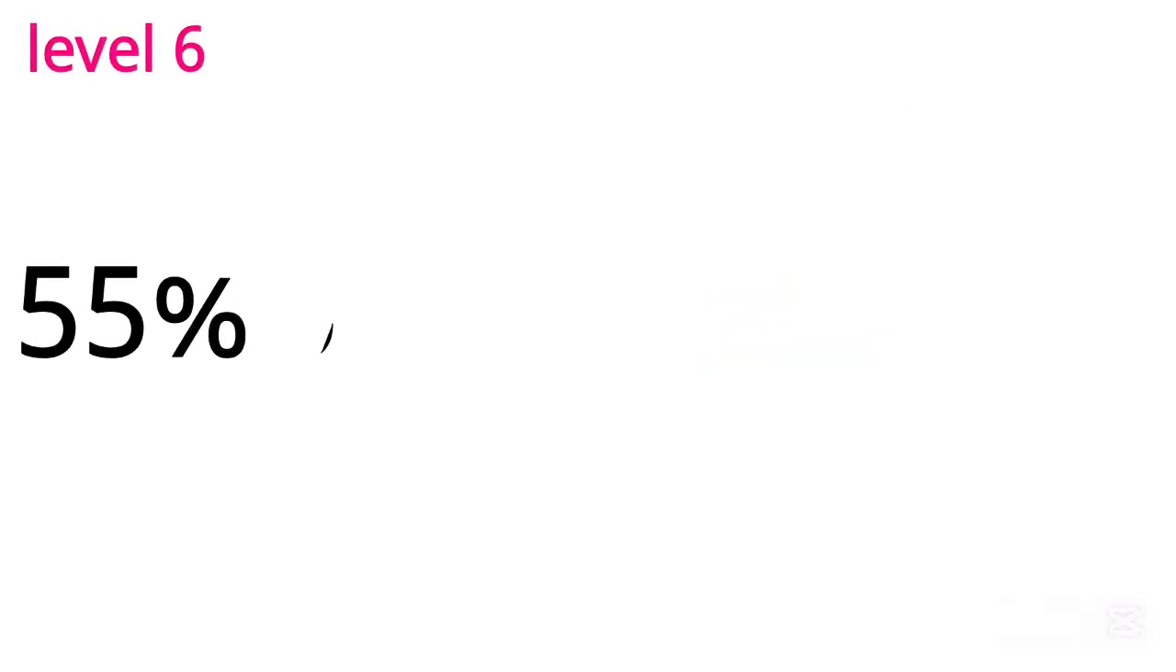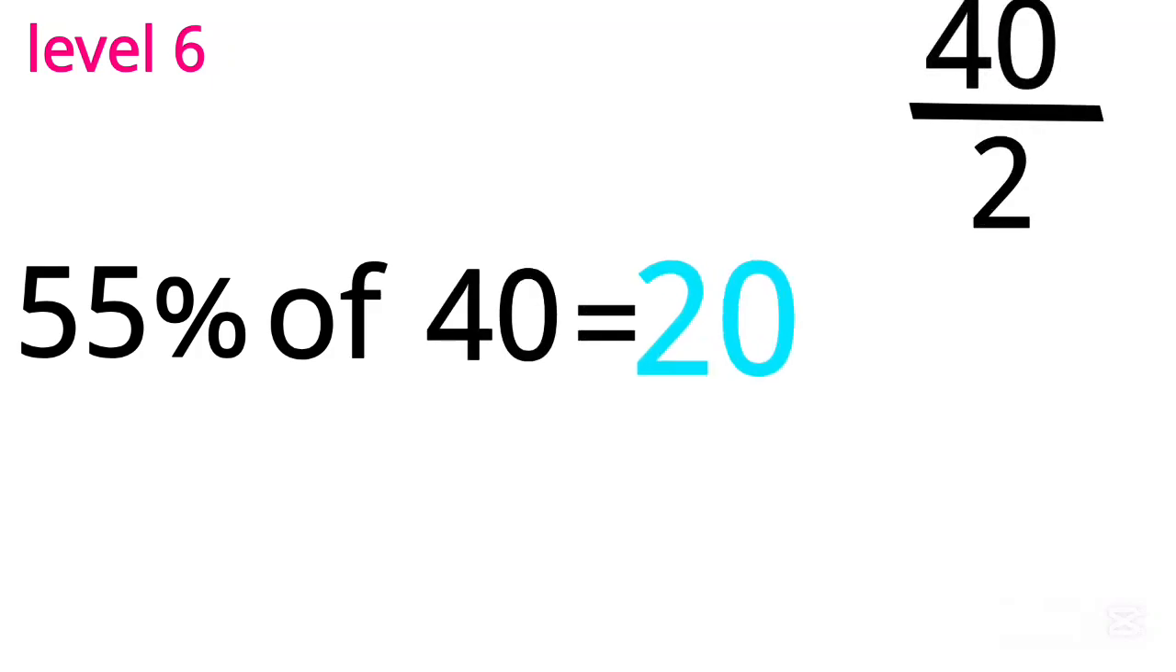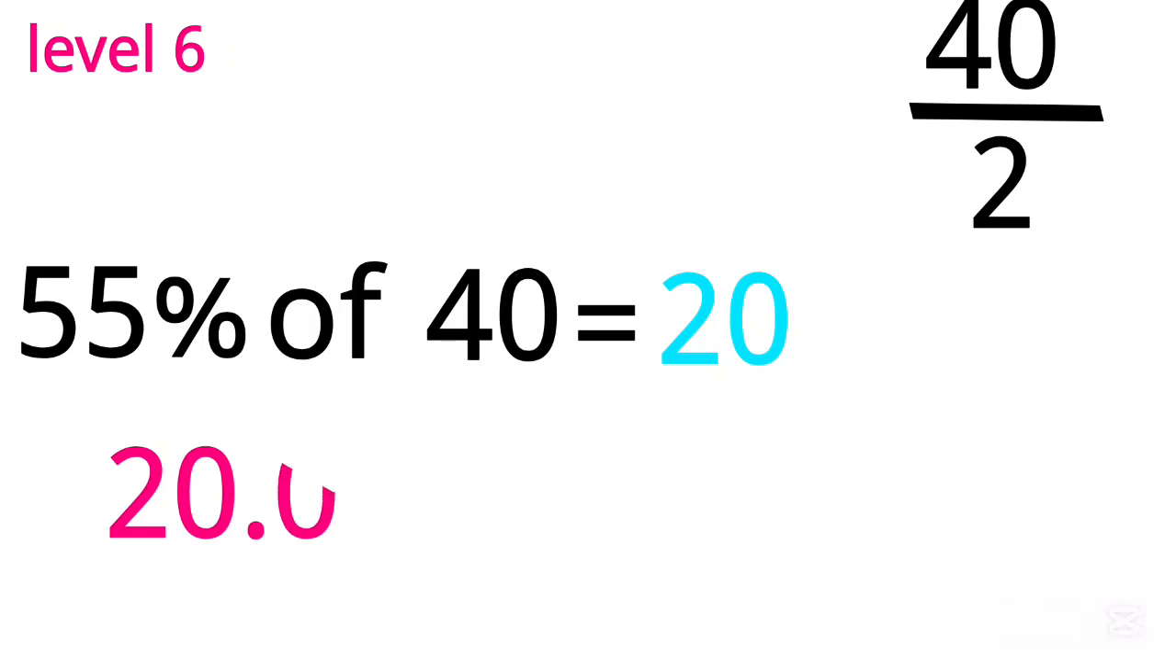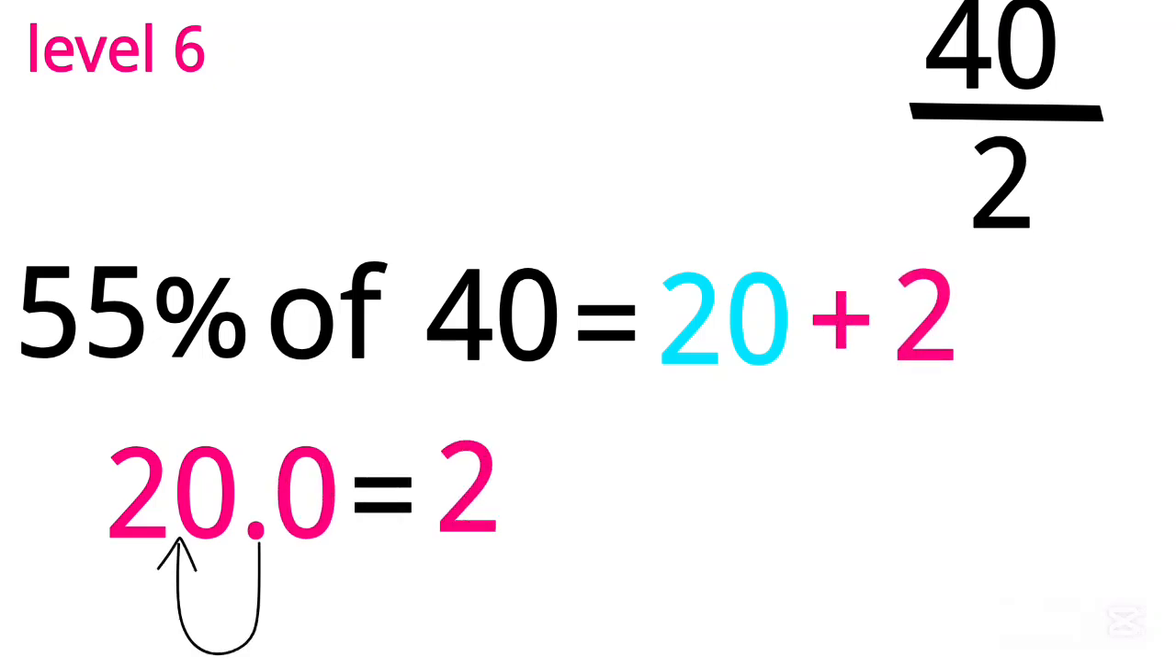Alright, last level. This is the pro move. Level 6. What's 55% of 40? Start with 50%. Half of 40 is 20. Now grab 5%. Move the decimal one place left. That gives us 2. Add them together. 20 plus 2 is 22.